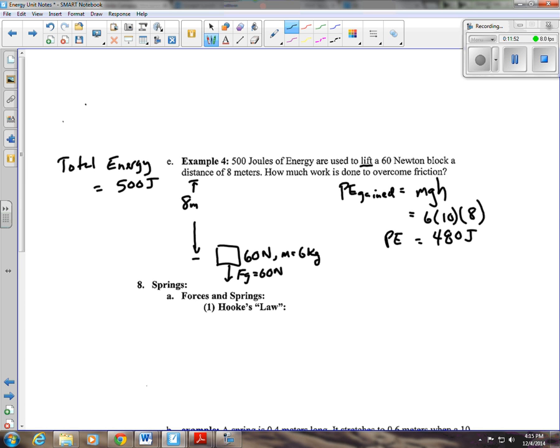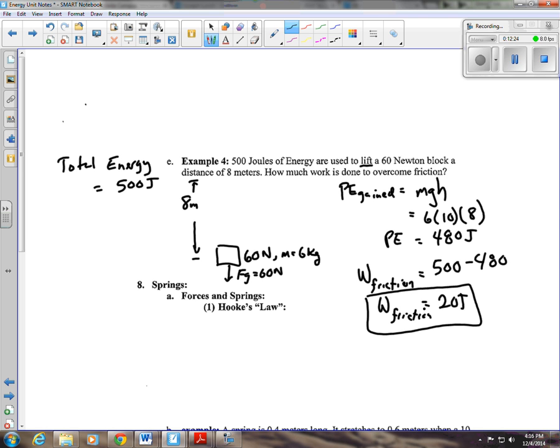Now, the total energy I put into it was 500, only 480 went into lifting it, so how much was done against friction? So we're going to find the work done against friction. It's going to be 500 total put into it, minus 480 that was for lifting it. That's going to give me 20 joules to overcome friction. So we've kind of lost some of the energy. We put 500 into it, only got 480 of useful work out of it. We lost that 20 to friction, got turned into heat.